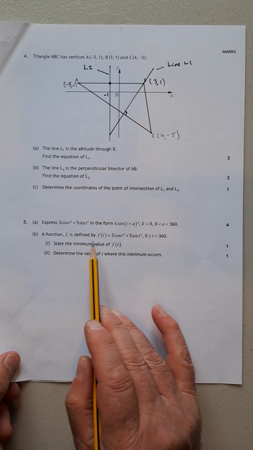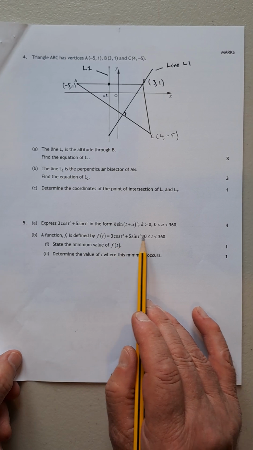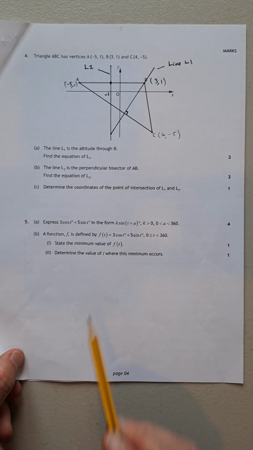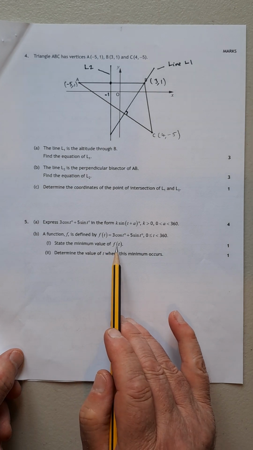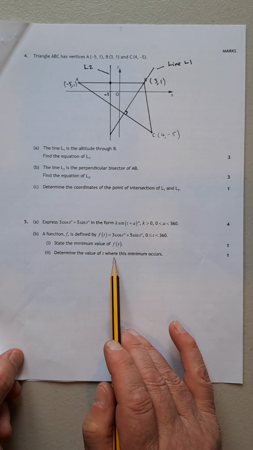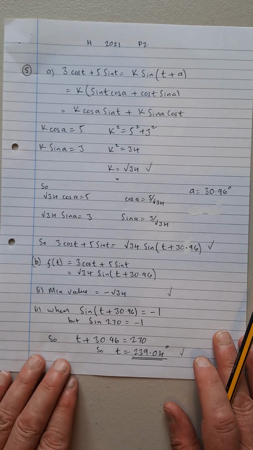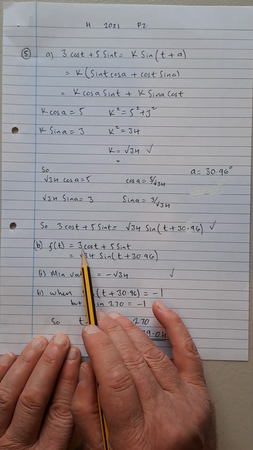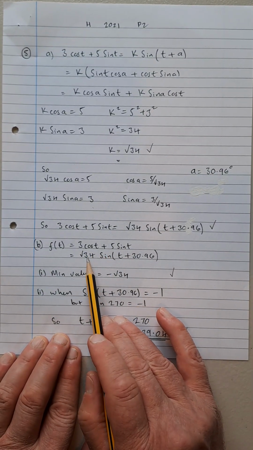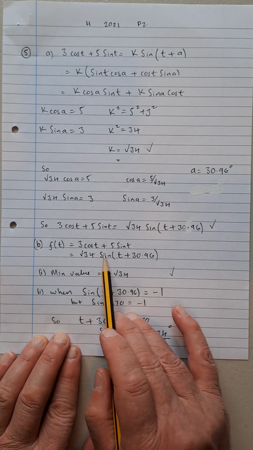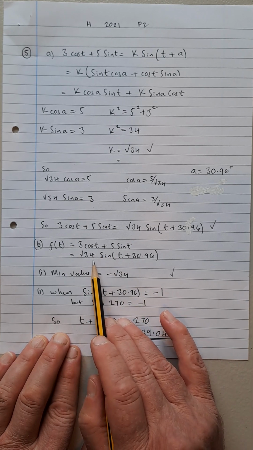So a function f is defined by the one we've just been working with for t between 0 and 360. State the minimum value of f(t) and determine the value of t where that occurs. So there's your function there, and of course part A would invite us to replace it with this. So part A was all about changing that to that.